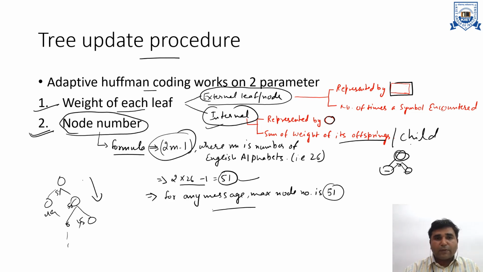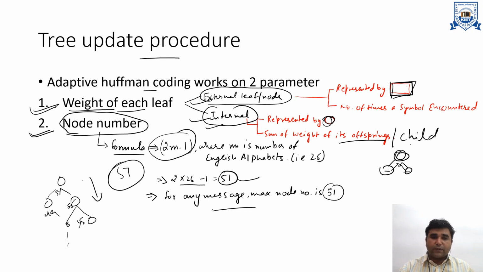So we should keep these two parameters in mind. First is the weight of each leaf, and there are two types of leaf: external, represented by a square, and internal, represented by a circle. The node number always starts from 51, then 50, 49, 48, 47, and so on, as per the length of the message.